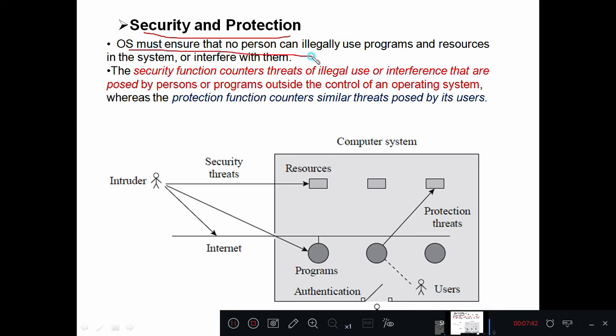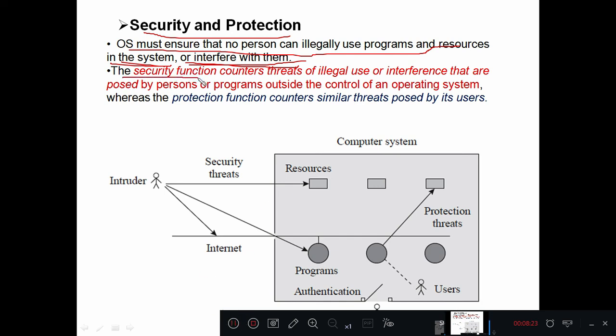The operating system must ensure that no person can illegally use programs and resources in the system or interfere with them, right? So it has to provide security to the user data. If you have important data in your laptop, I cannot interfere in your system and I cannot steal the data, right? Like that, the operating system provides a platform to give security to your data.